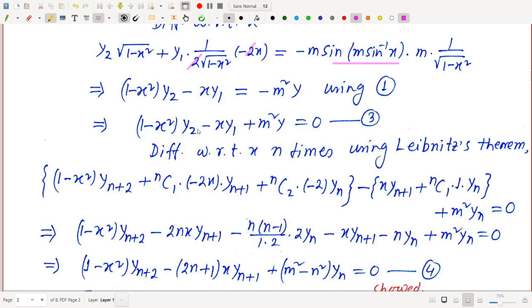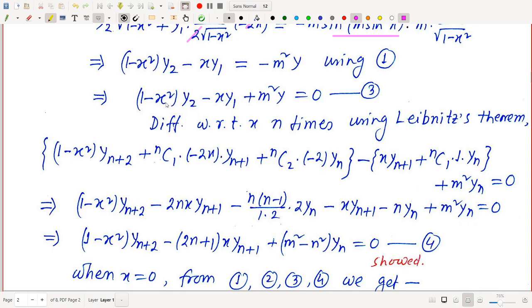Now differentiate this line with respect to x n times, and using Leibniz theorem we shall get 1 minus x square y2. 1 minus x square remains, nth derivative of y2 is yn plus 2, plus nc1, Leibniz theorem, nc1, increased derivative of 1 minus x square means minus 2x, and decreased derivative of yn plus 2 means it will be yn plus 1, plus nc2, increased derivative of this minus 2x, derivative is minus 2, and decreased derivative of this yn plus 1, it will be yn. Next time derivative of minus 2 is 0, so we stop here. 3 terms in Leibniz theorem.